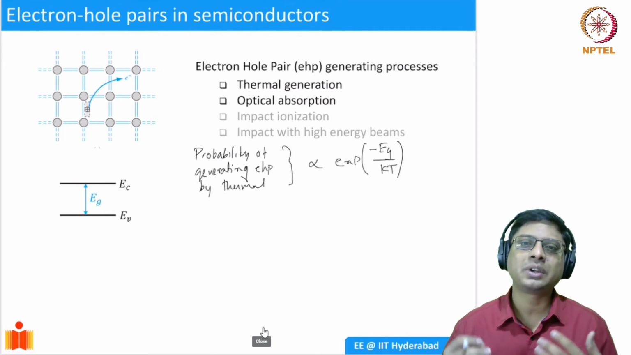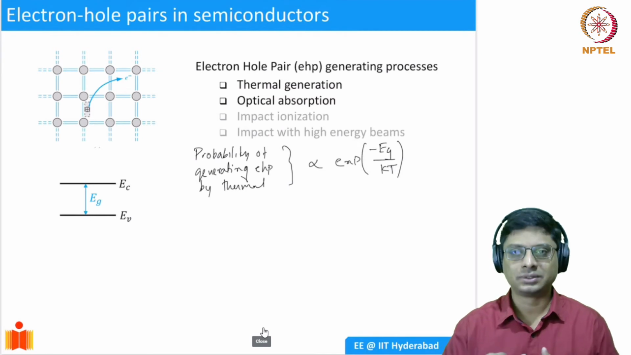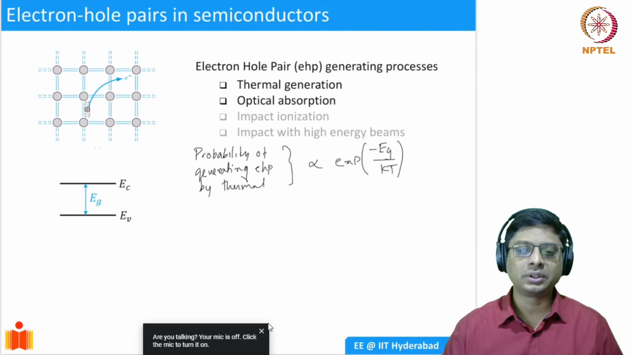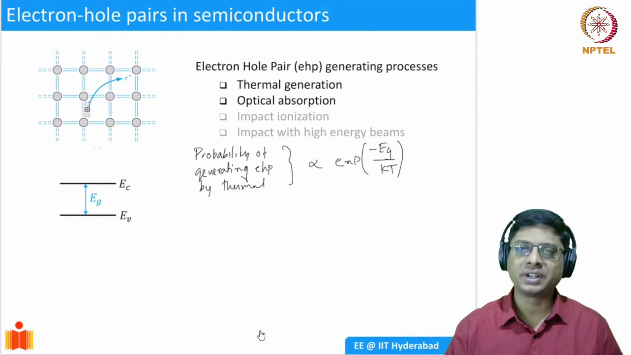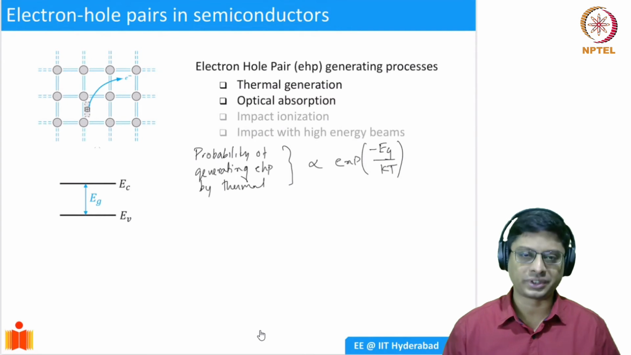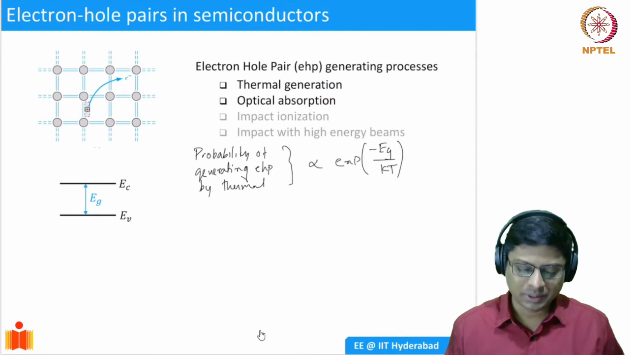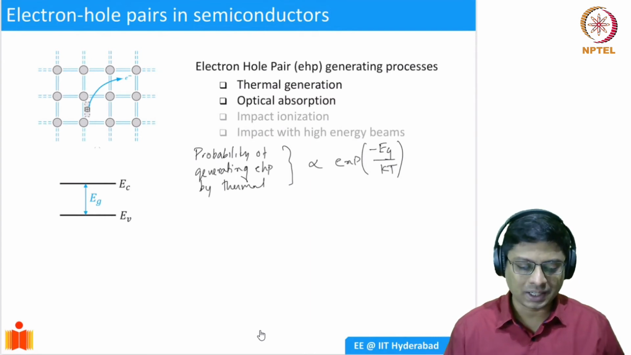What happens if you have higher band gap? Well, band gap is the energy that has to be overcome to produce electron hole pairs, right? Unless you give that amount of energy to the electron, it cannot go into the conduction band. Okay. So that goes into the numerator. As band gap increases, the probability of electron hole pair generation reduces, right? So this is one of the processes, the thermal process. And the second process is basically optical absorption.